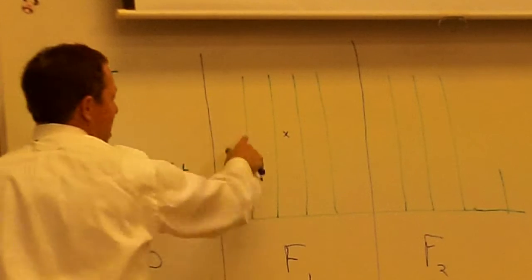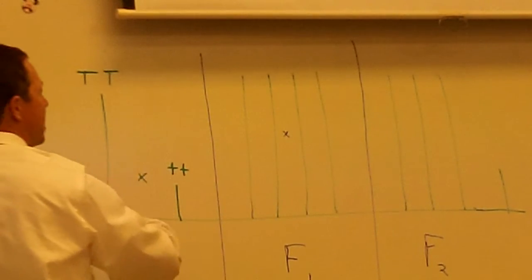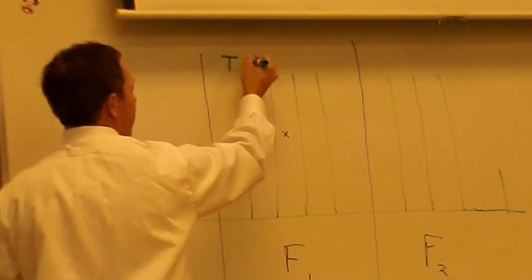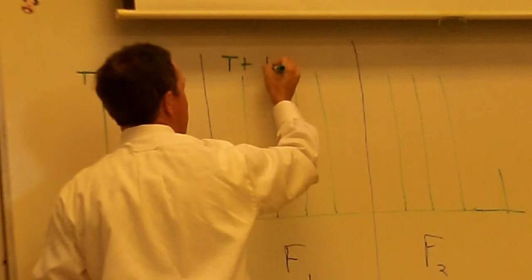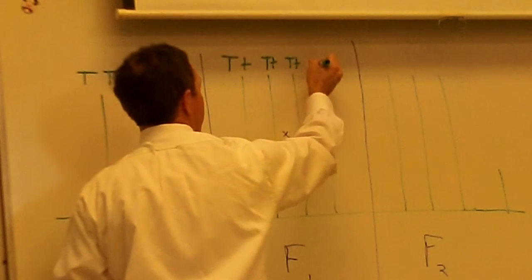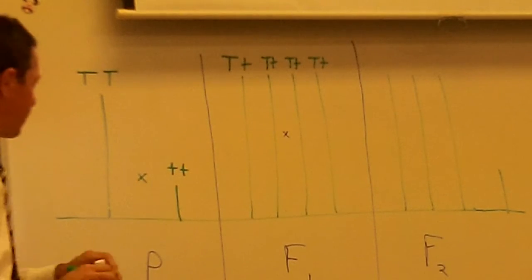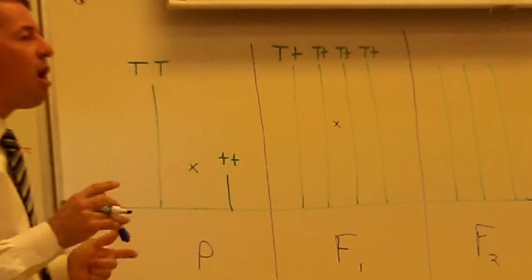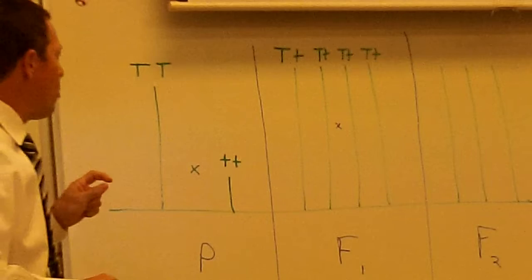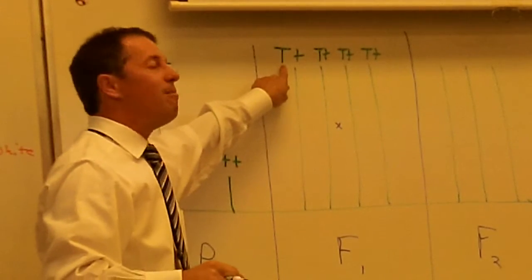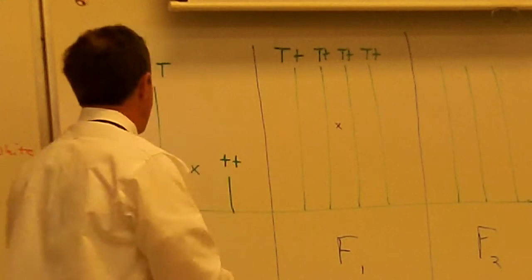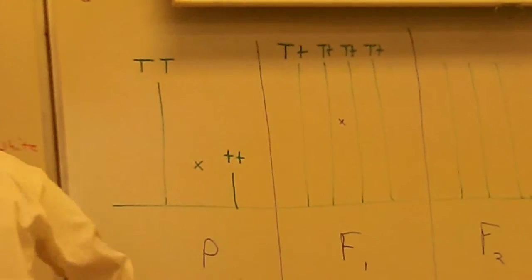So these kids would have gotten one of the big T's from their dad and one of the little t's from their mom. So every one of these kids should be big T, little t. So Mendel said, why does that make them tall? Well, he said big T must be dominant over little t.